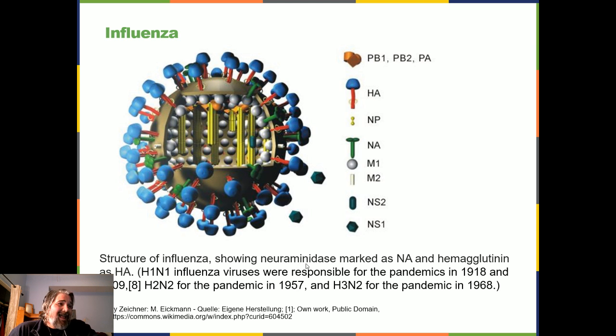So influenza is named more specifically based on the type of neuraminidase, that's NA, this little green golf tee looking thing. And hemagglutinin is HA, which is this globe top thing here. Like the H1N1, as I mentioned in the first section, was responsible for the pandemic in 1918 and 2009. And the current most prevalent strain is H1N1, I believe. H2N2 for 1957, H3N2 for the pandemic in 1968.